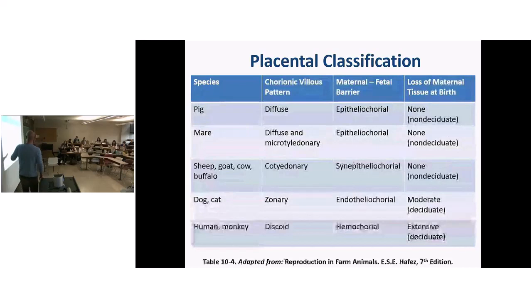Again, these are names. I think one thing that summarizes here is the loss of maternal tissue at birth, basically saying that as you move from epitheliochorial to hemochorial, you start losing more tissue at birth. Some of these names are nice. It's very important just that you understand how many layers there are. Very basic microscopic structures, but the idea is that you understand how they happen.